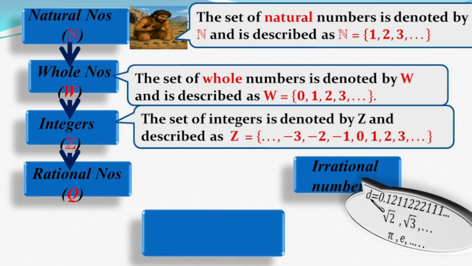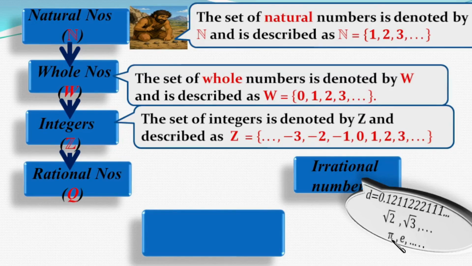For example, if you take a decimal D, 0.121122 in such a way, this is neither terminating nor repeating. So such decimals, we call them irrational numbers. Even root 2, root 3, root 7, these numbers are also irrational numbers because they are not rational. In the coming lesson, based on proof by contradiction, we will show these numbers are irrational numbers.